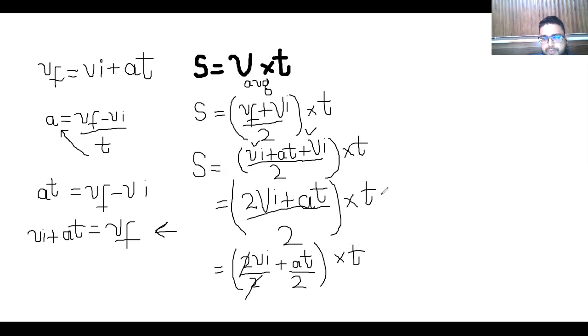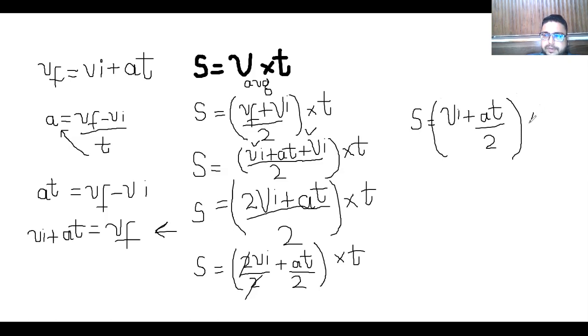So when we cancel 2 on both numerator and denominator, what equation are we left with now? We are left with Vi plus At upon 2, and again we are using brackets because t is multiplying with everything in the brackets.